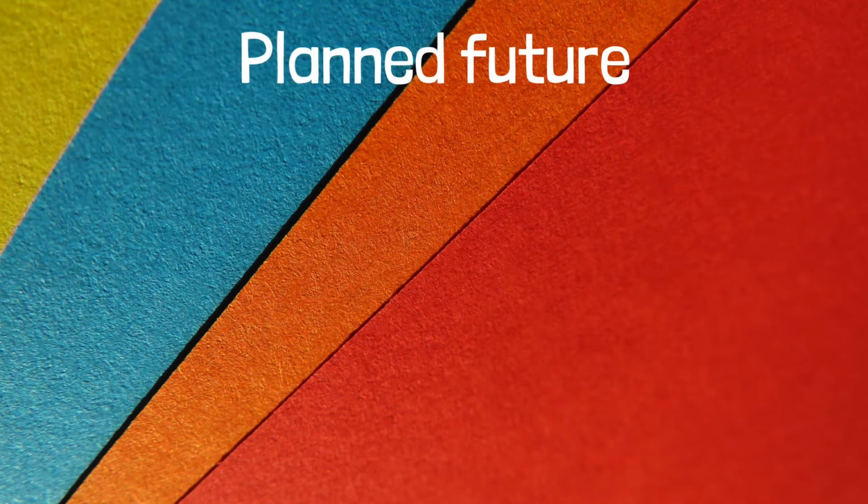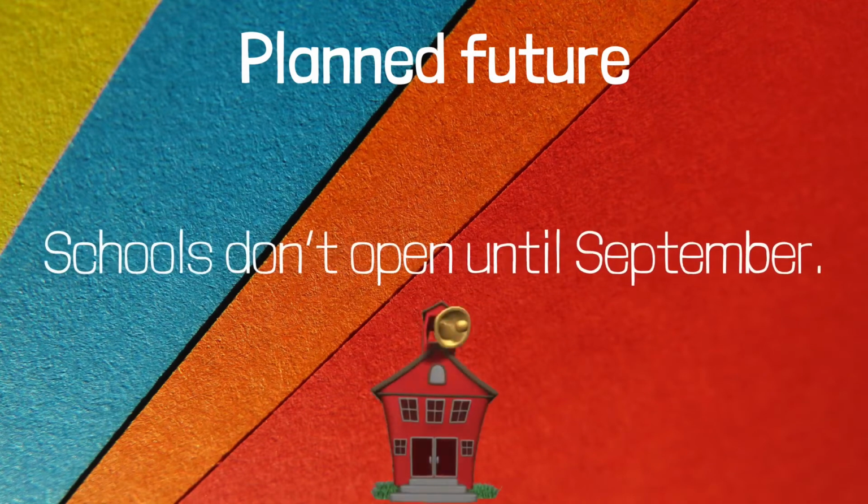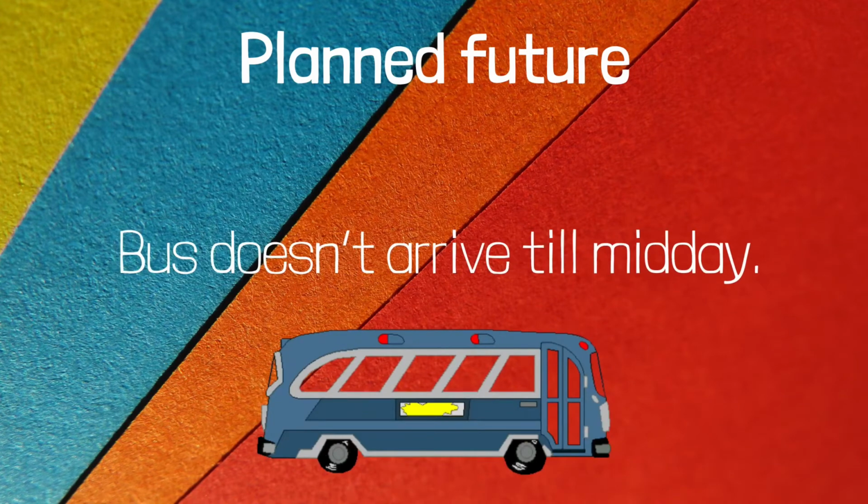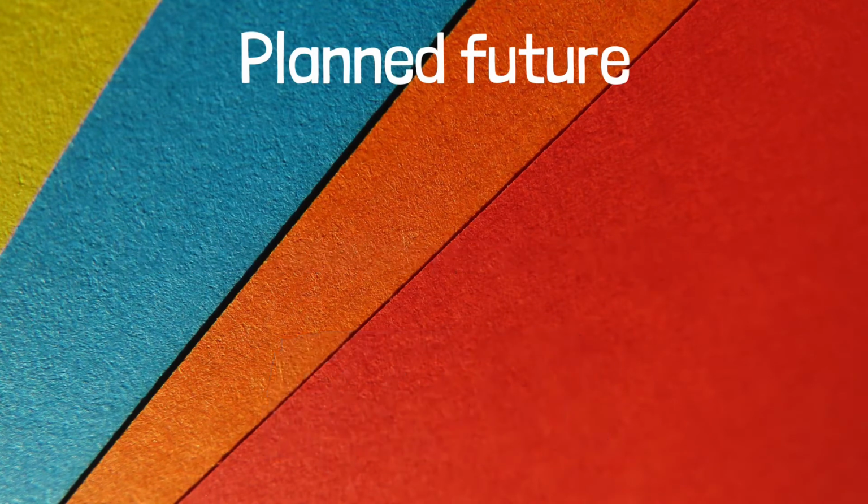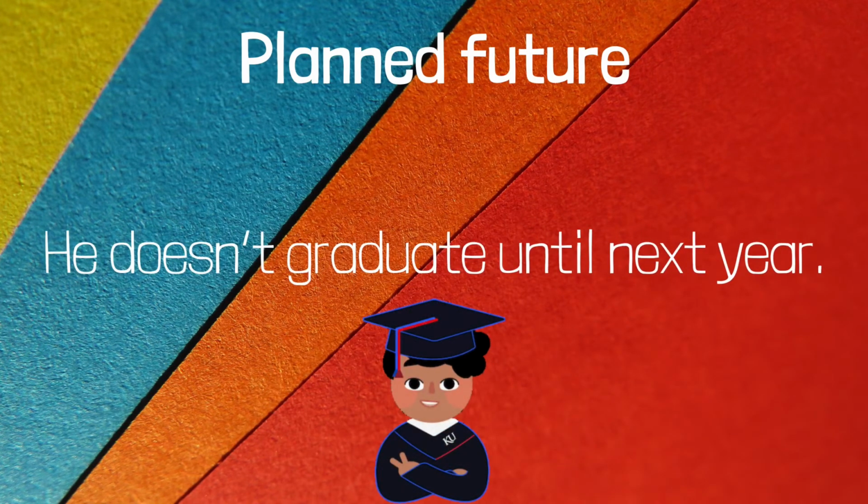Planned future. For example, schools don't open until September. The bus doesn't arrive till midday. He doesn't graduate until next year.